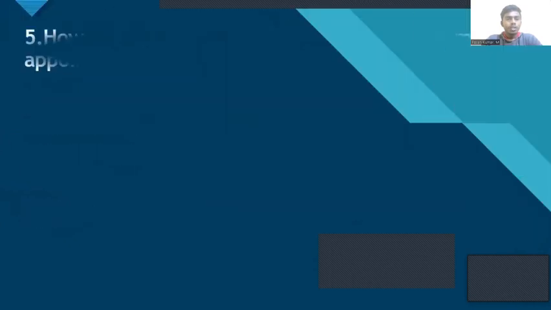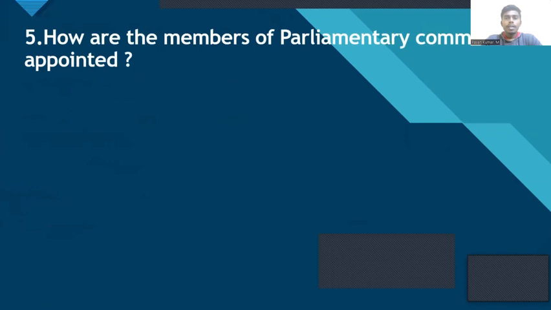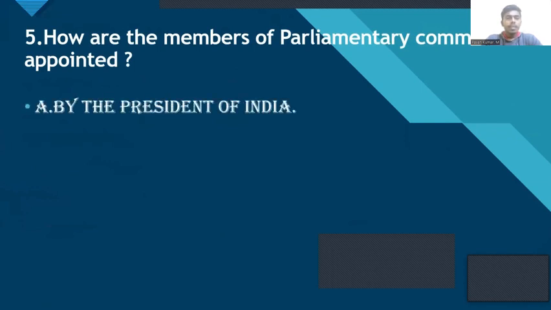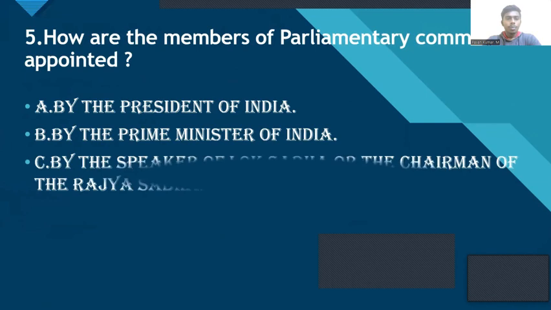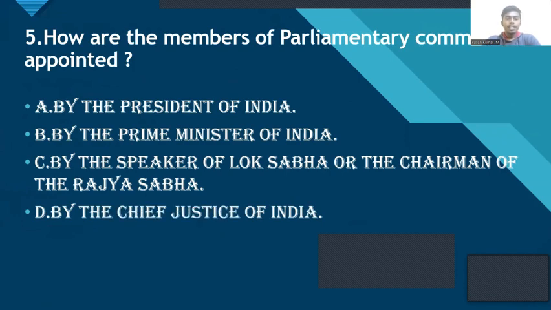Coming to our next question, how are the members of the parliamentary committees appointed? Options are option A by the President of India, option B by the Prime Minister of India, option C by the Speaker of Lok Sabha or the Chairman of the Rajya Sabha, option D by the Chief Justice of India. So the answer will be by the Speaker of Lok Sabha or the Chairman of the Rajya Sabha.